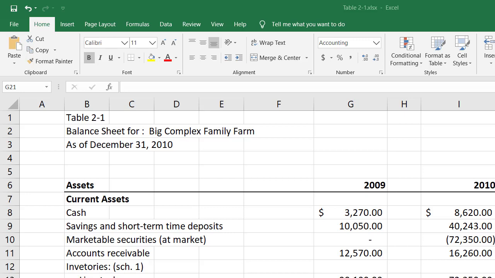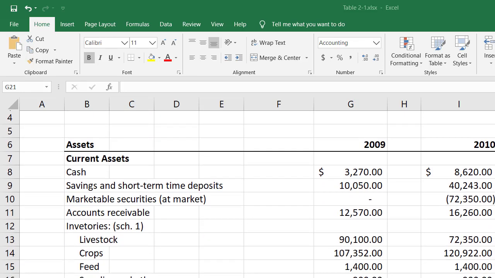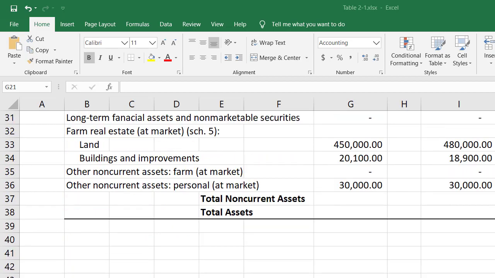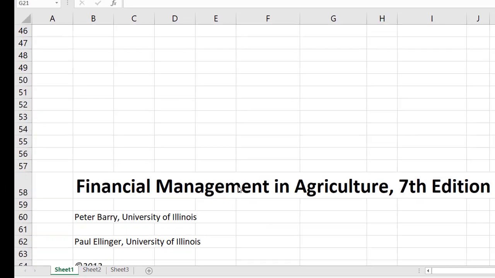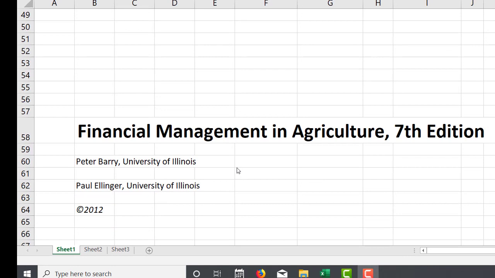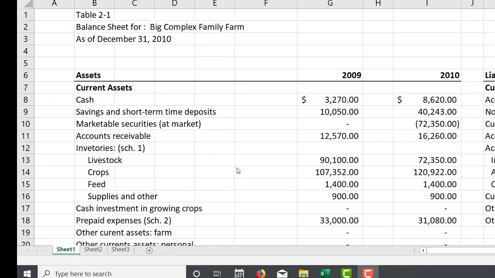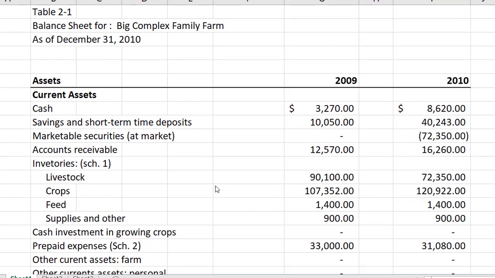So this is a balance sheet that I pulled from a textbook. I'm citing my source here, which is the appropriate thing to do when you use someone else's content. This is from Financial Management in Agriculture, 7th edition by Peter Berry and Paul Ellinger. And this is an example of a complicated balance sheet for a farm. So it has some more complicated elements in it that I wanted to show you.